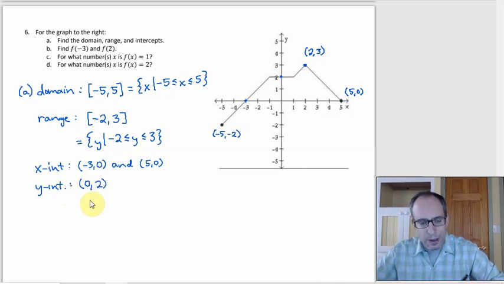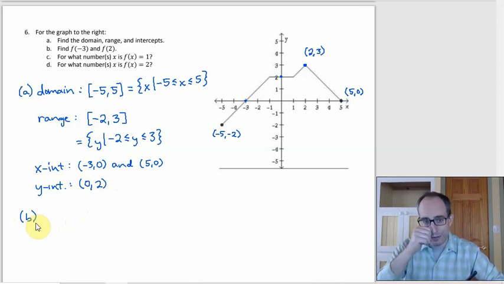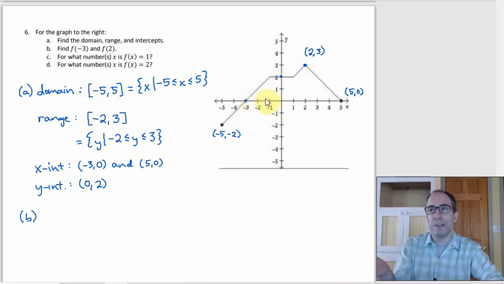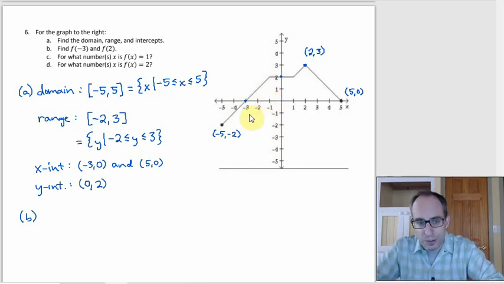Part B is a little bit different. To find f of negative 3 and f of 2, basically what you would do is see where, when x is equal to negative 3, that is along the function, and then just find the y-coordinate of that point. That would basically do it. So f of negative 3, if we go over to where x is negative 3, the function's right there, so it's 0. Right?